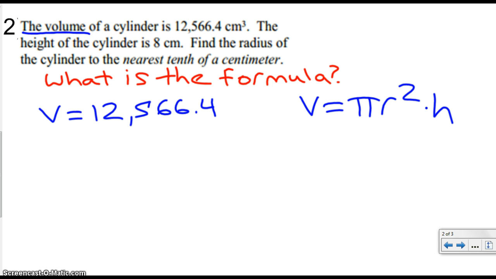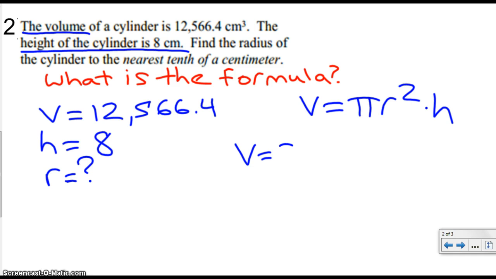All right, so I know my volume is actually given to us in this form. So it's 12,566.4, and the height's actually given to me, so I can say that h is equal to 8. The question's asking me for the radius, so we're just going to keep it as an r. Just like we always do, we plug everything into our formula. So we plug in for V now.